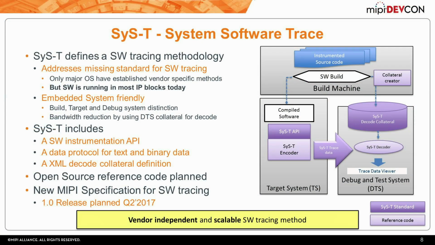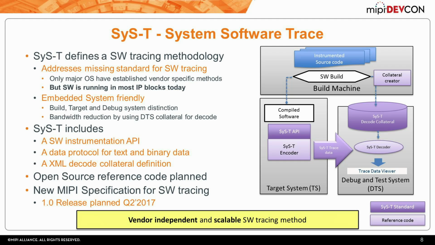So now looking at the individual specifications in more detail. SyS-T, System Software Trace, is currently under development. It is not yet available. The first release is planned somewhere in the second half of next year, and it is aimed towards software tracing. It's a software instrumentation methodology, and its goal is to address the missing standard for software tracing.